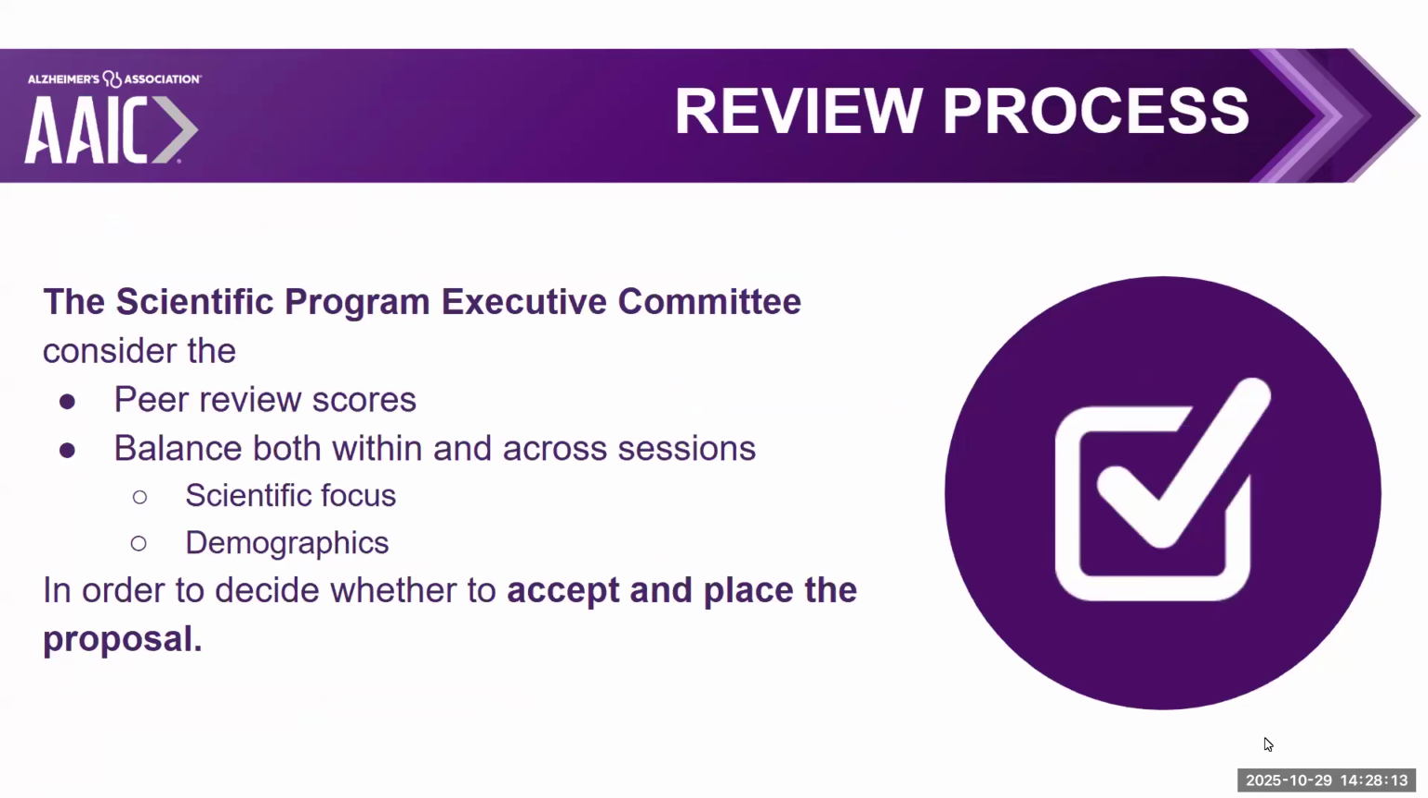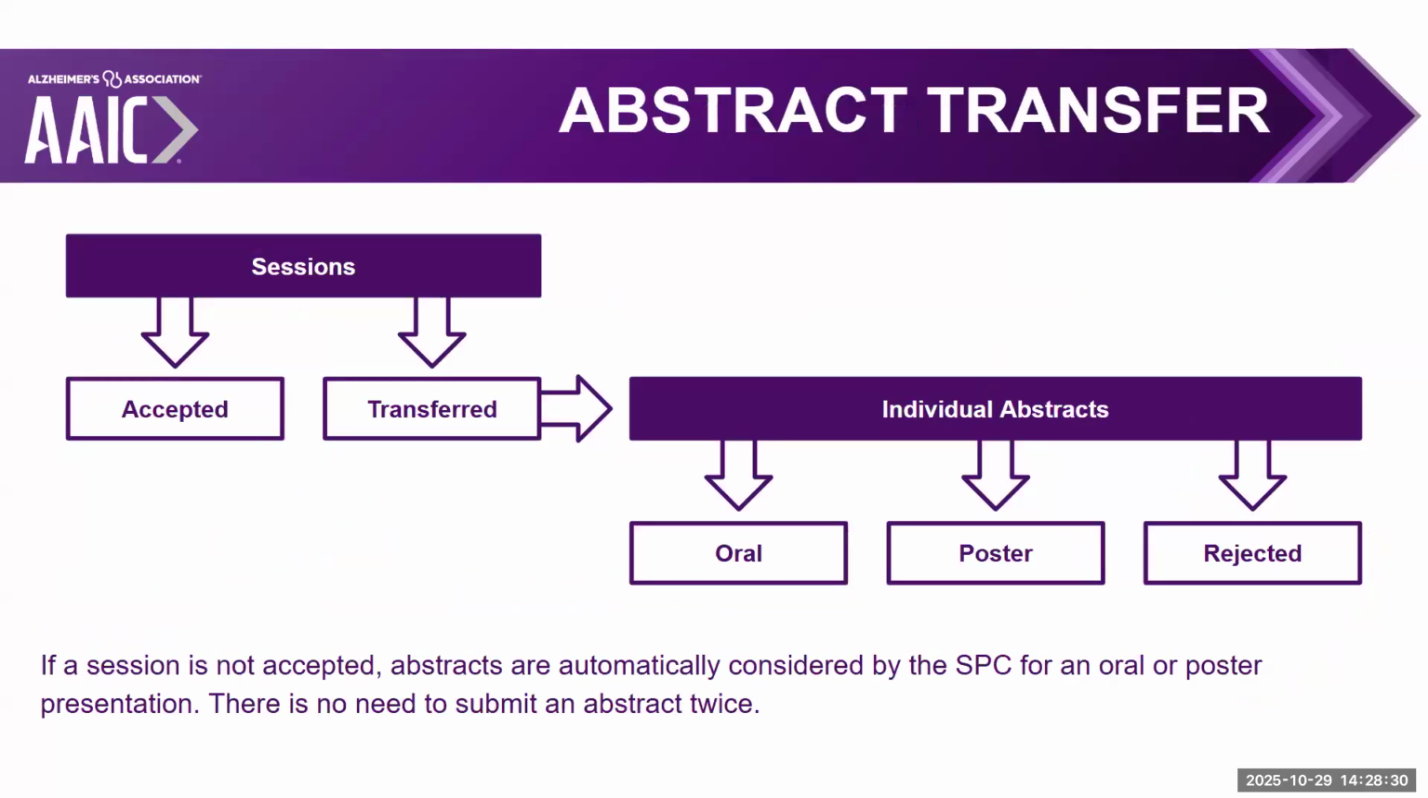The Executive Committee of the Scientific Program then looks at the peer review scores. They also look at balance in terms of scientific focus and the demographics, and then decide whether to accept or place the proposal and place it in the program, or to repurpose it in a different way. And this kind of schematic shows you how that is decided.